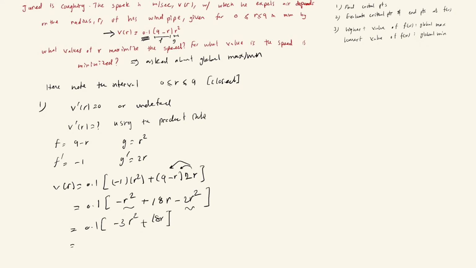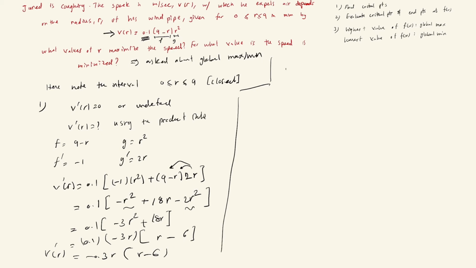Now I'm also going to factor the similar terms in here. We have minus 3 and r, and then r minus 6. Now that's going to be minus 0.03r multiplied by r minus 6. That's the first derivative. Now where is this undefined? Notice this is defined for all values of r, including our interval, which is between 0 and 9.